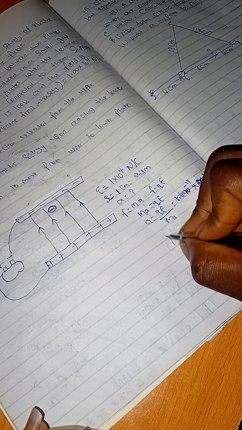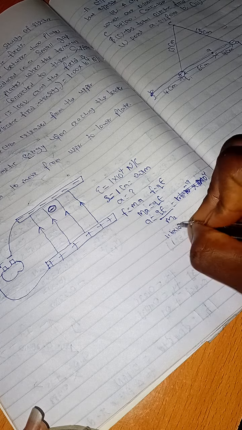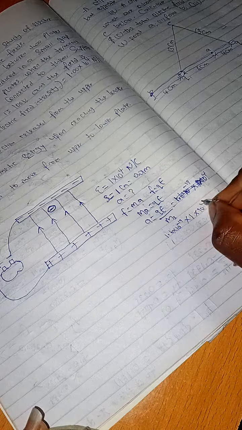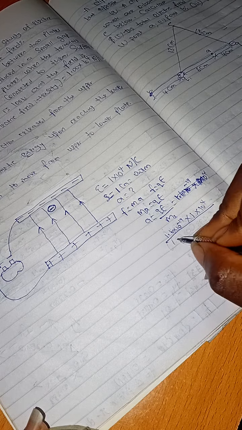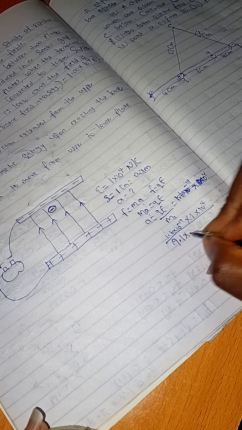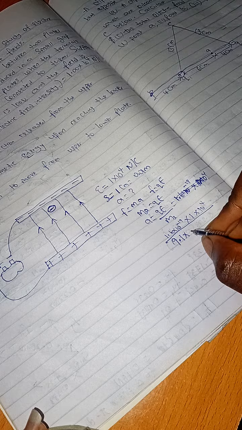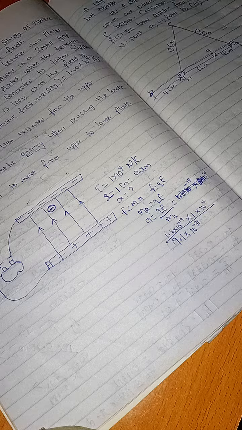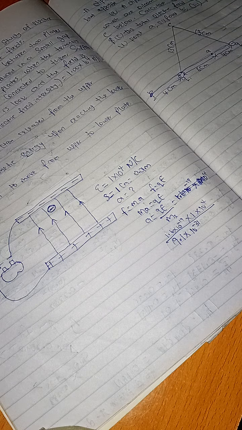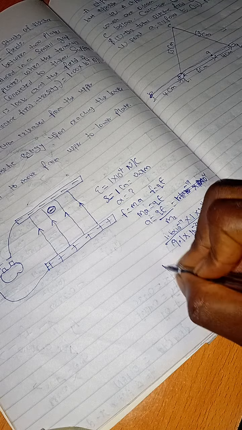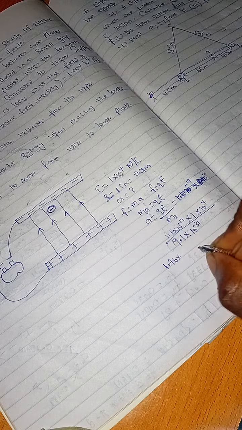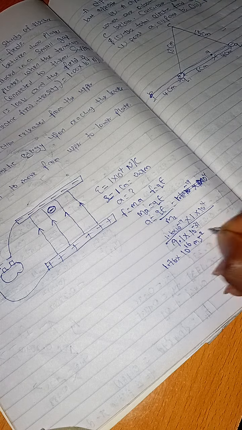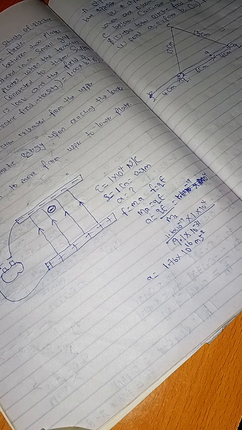1.6 times 10 raised to power minus 19 times 1 times 10 raised to power 4. What's the mass of an electron? 9.1, we are not given, but it's constant. 9.1 times 10 raised to power minus 31. So if you do it, you are going to get 1.76 times 10 raised to power 16 meter per second square. That's our acceleration. Are we together?